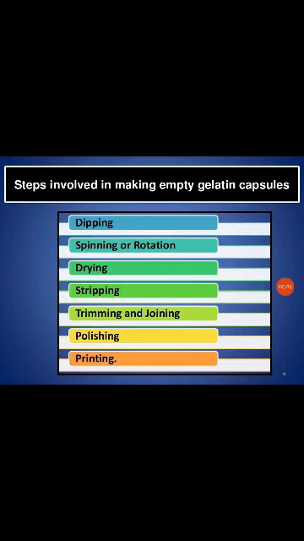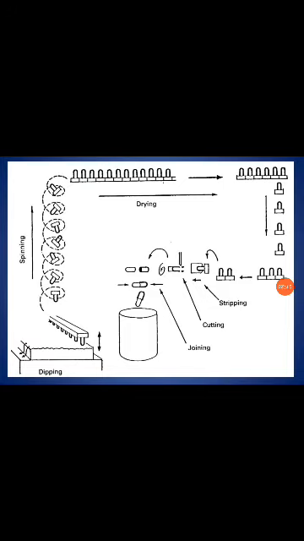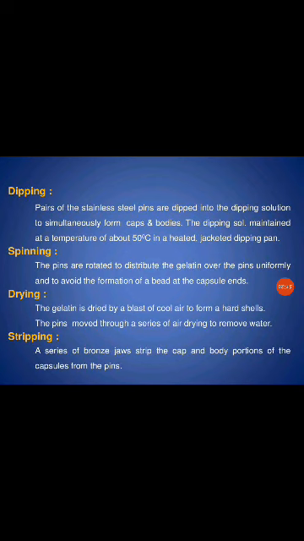Then these are the steps involved in the manufacturing. You have a number of steps like dipping, spinning, drying, stripping, trimming and joining, polishing and printing finally. So this is the illustration. You have dipping initially. Dipping is where a pair of stainless steel pins are dipped into the dipping solution simultaneously to form cap and body. Then it is dried by heating to about 50 degrees centigrade.